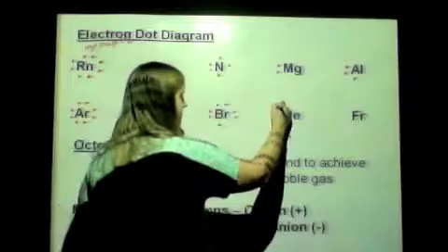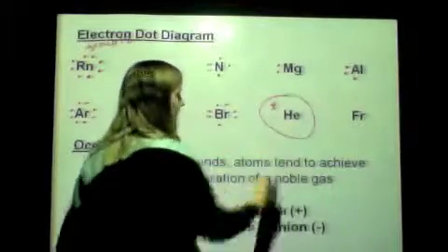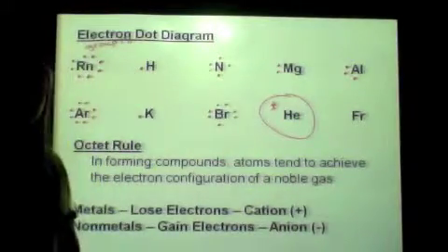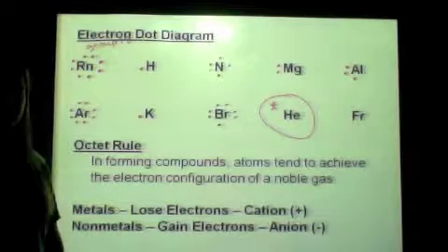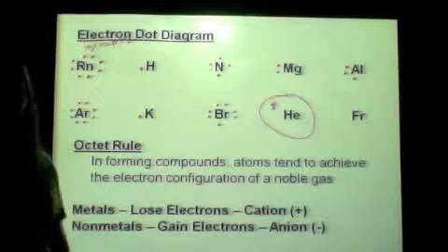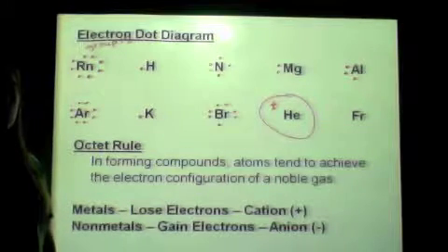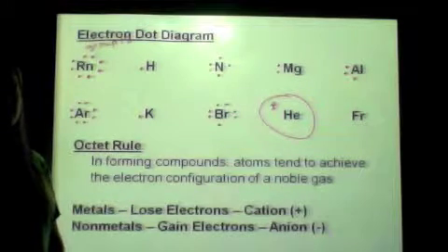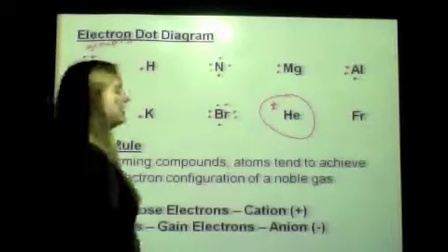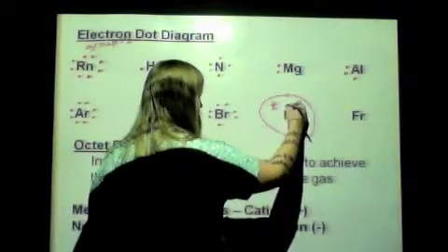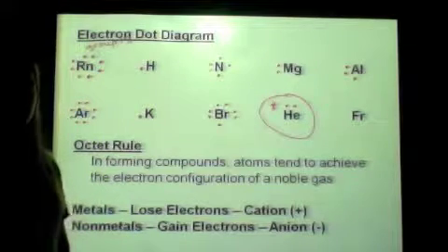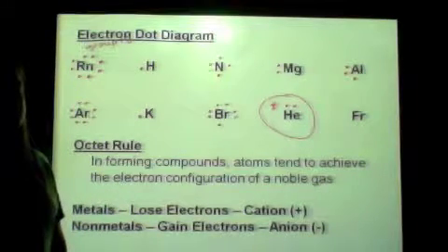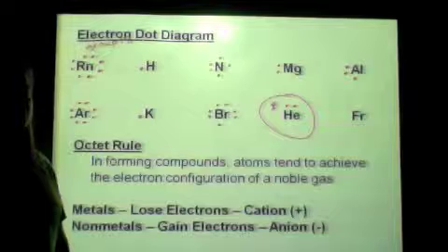Now helium. This is the one you need to mark in your notes and understand. This is the exception to the valence electrons. Helium only has 1 energy level, and the first energy level can only hold 2 electrons. So therefore, helium only has 2. Yes, it's in group 18, but remember it's only on energy level 1, so it only has 2.